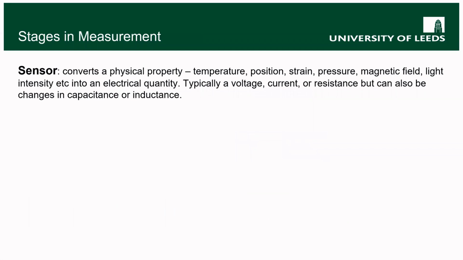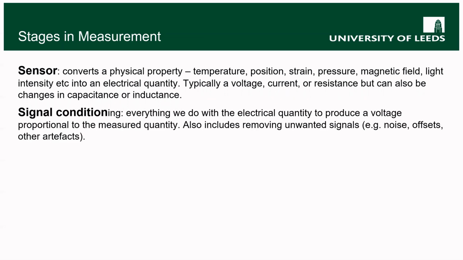So first of all, we might want to think about the sensor. The job of the sensor is to convert a physical property, be it temperature, position, strain, pressure, magnetic field, light intensity, etc., into an electrical quantity. So typically that sort of electrical quantity might be a voltage or a current or a resistance, but it could also be a change in capacitance or inductance. But it's some form of electrical signaling.